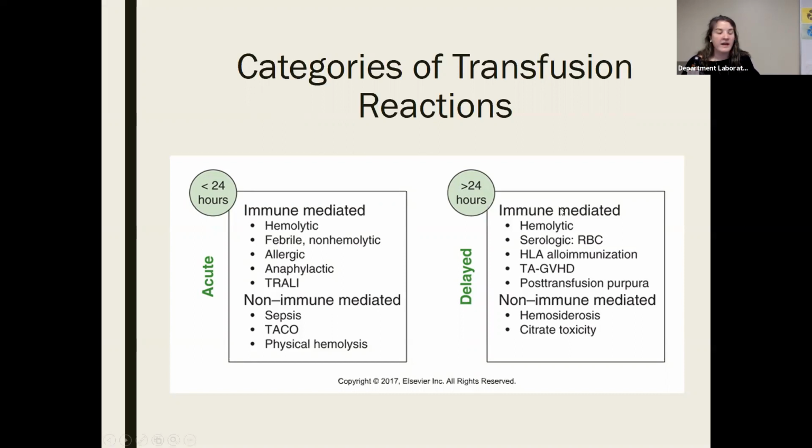Immune related for a delayed is if we alloimmunize that patient, like I mentioned, so they're going to build an antibody. And then non-immune mediated, so one side effect also is among our sickle cell patients and our alpha thalassemia, or really any thalassemia major patients that are transfusion dependent, they have iron overload as a side effect. And so hemosiderosis is a side effect for those. And then citrate toxicity we'll talk about as well.